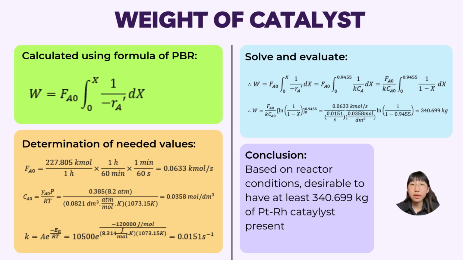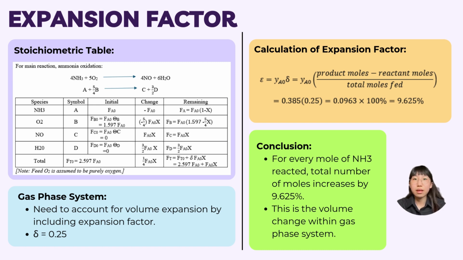Moving on to catalyst weight, calculations show that at least 240.7 kilograms of platinum-rhodium catalyst is needed to sustain the reaction at optimal rates. Additionally, we accounted for the expansion factor, as the gas phase reaction increases total moles by 9.625% as calculated. This was a key factor in optimizing reactor conditions for efficiency.